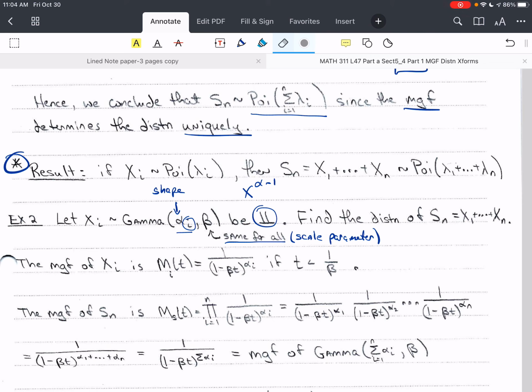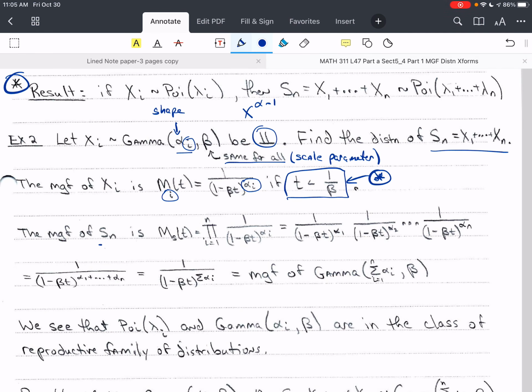Okay, so we want to find the distribution of S sub n, which is the sum of X1 to Xn. The MGF of X sub i is M sub i of t, equal to 1 over (1 minus beta times t) raised to the alpha i. We said that the alpha is going to be different for each one of these, or could be. And don't forget the range of t is less than 1 over beta. That's going to be the same for all of them, so that makes this easier. The range of t is the same for every one. It's not dependent on alpha, so that makes it a much simpler problem.